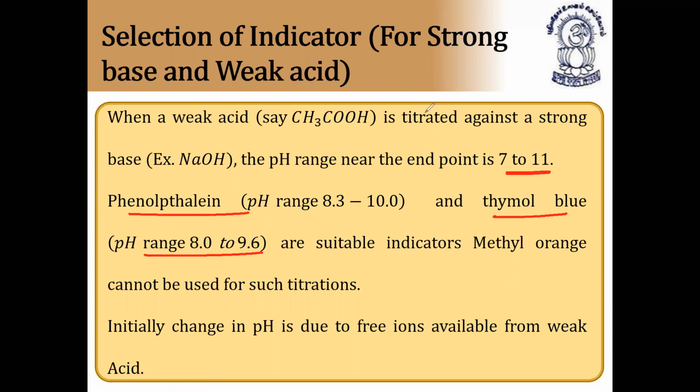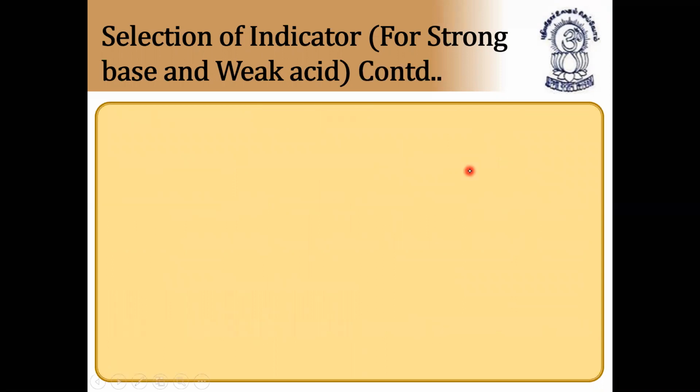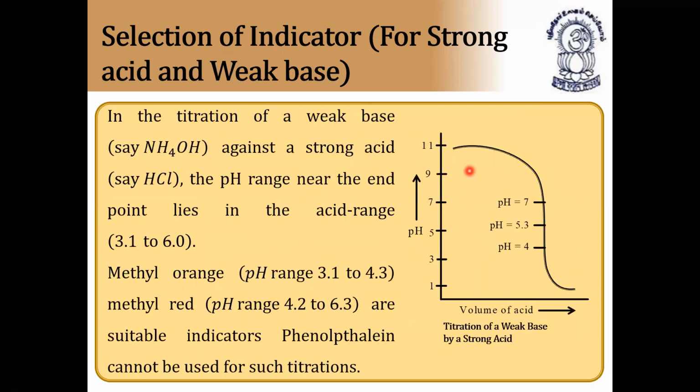So if you see the previous slide, let us go for previous slide. In the previous slide, if you take into consideration, the pH acid base range is 3.1 to 6. So 3.1 to 6 means definitely we will select only methyl orange and methyl red.